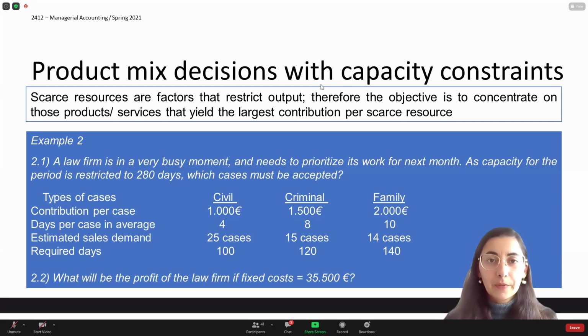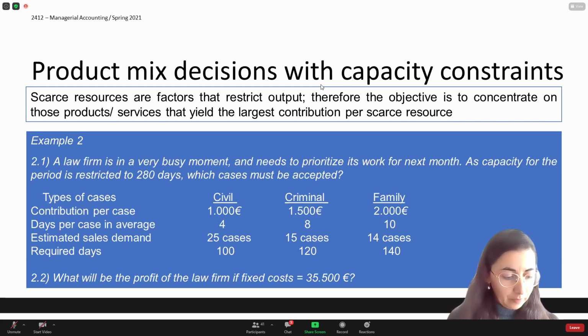Okay, so it will just be the 25K of civil plus the 28K of family less the fixed cost? So to calculate the profit, yes, we take the 25,000 for civil, and we do the same for family and also for criminal, taking into account the 5 cases, minus then the fixed costs. Okay, thank you. More questions?